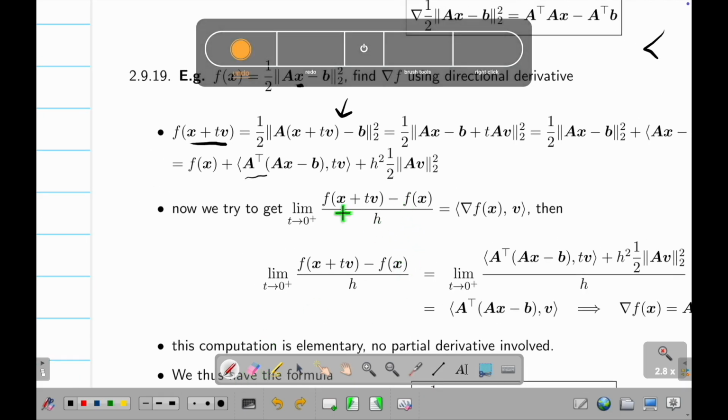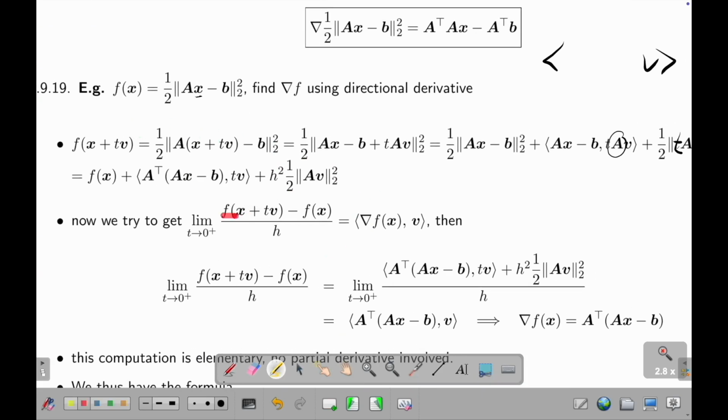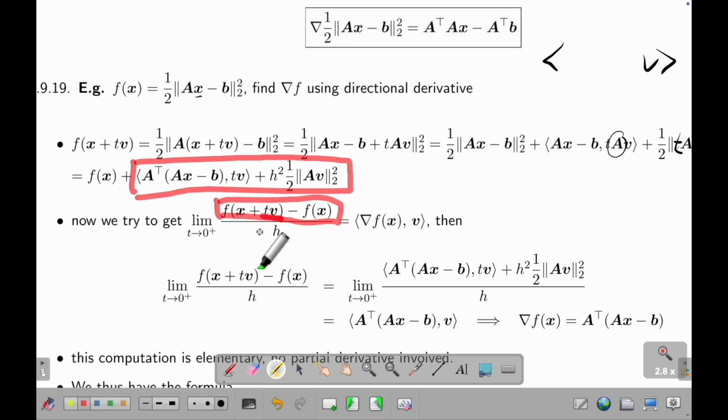Then what I want is this thing. What I'm doing here is this red thing is this whole thing. This red thing minus f(x) is this red thing, removing this part. The box is this box. Divide by h, that means t, so this one is gone. This one I have one power left. Take the limit, this whole thing is gone. I get this thing, right?